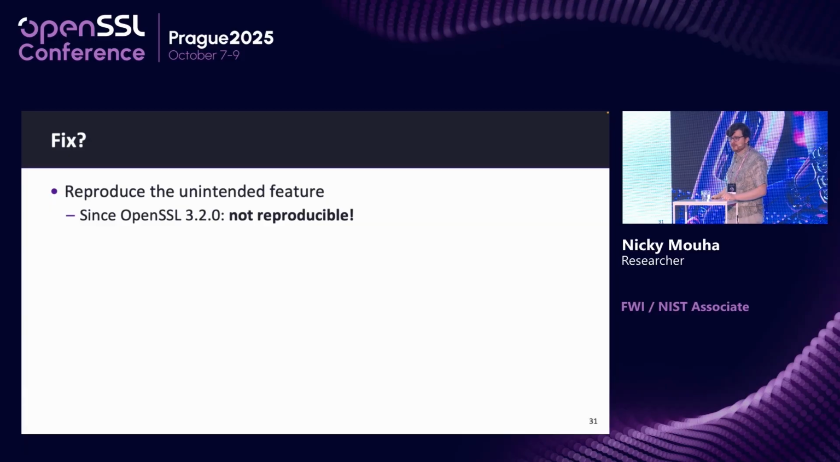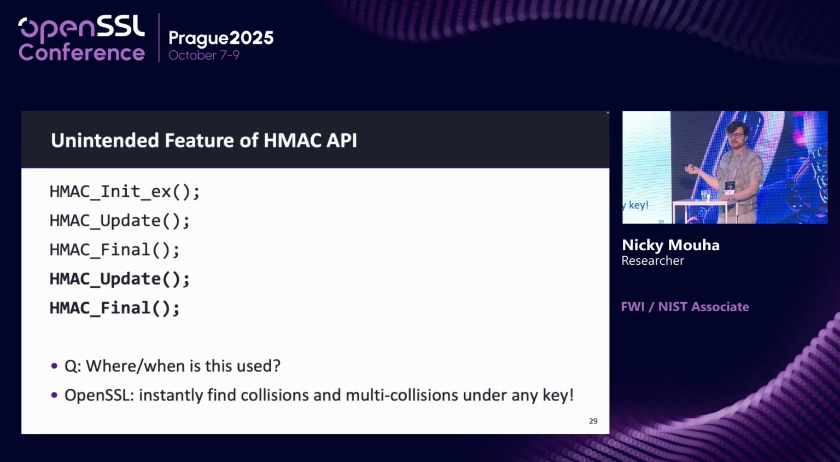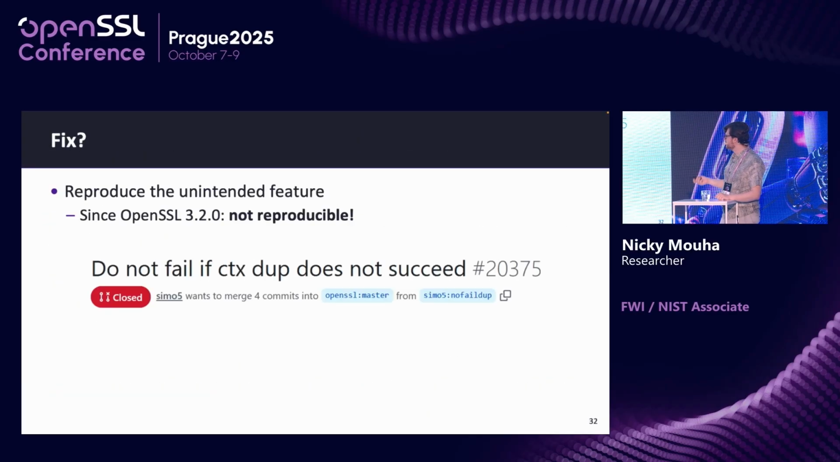Either way, I set out to increase my contribution count to OpenSSL to more than one line. So I wanted to first reproduce the issue, and it turns out I couldn't. I was like, whoa, that's strange. Turns out that since OpenSSL 3.2.0, the attack I showed on the previous slide, where you do update after final, doesn't work anymore. But the issue is still open, so I was surprised. What could have caused this issue to suddenly get resolved? What's actually going on here?